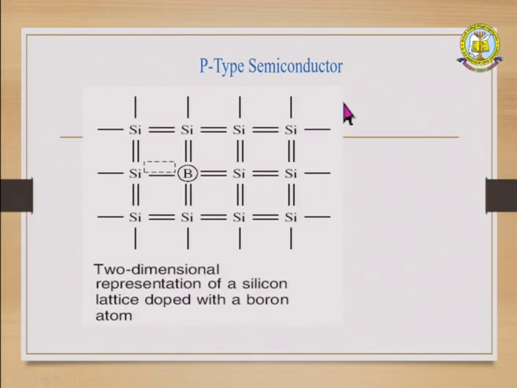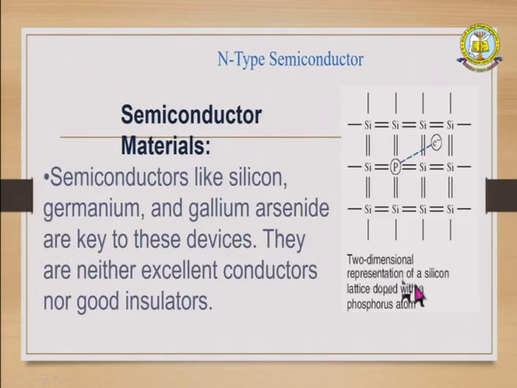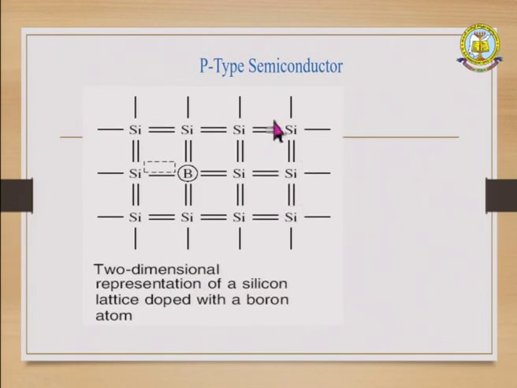Next is the P-type semiconductor. The material is also silicon. For N-type it is phosphorus, and for P-type it is boron. This is also a two-dimensional representation of the silicon lattice doped with boron atoms.